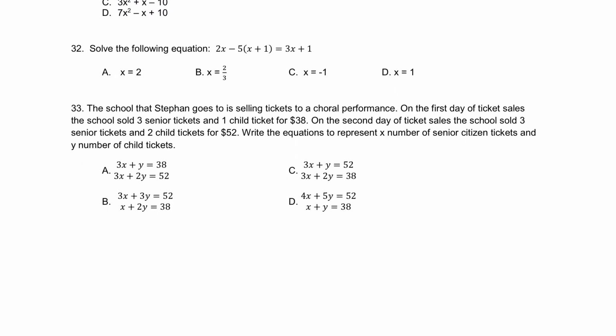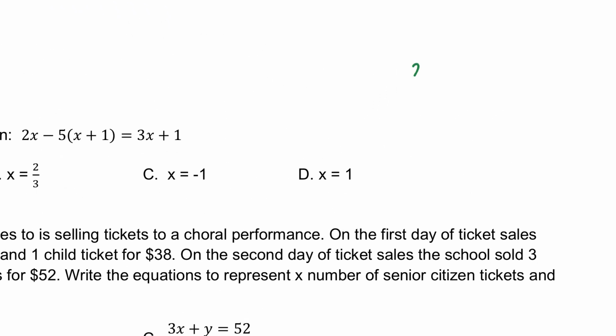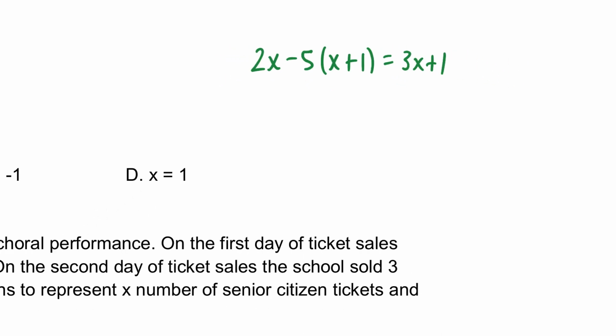All right, 32. Solve the following equation. So I'm going to rewrite it up here. 2x minus 5 times x plus 1 is equal to 3x plus 1. And then we're just going to solve this out. So let's distribute this negative 5 first. Negative 5 times x is negative 5x. Negative 5 times positive 1 would be minus 5. That's equal to 3x plus 1.